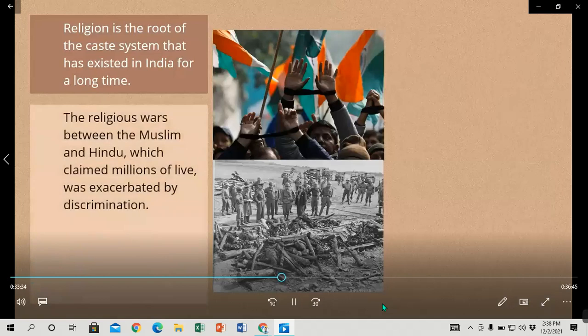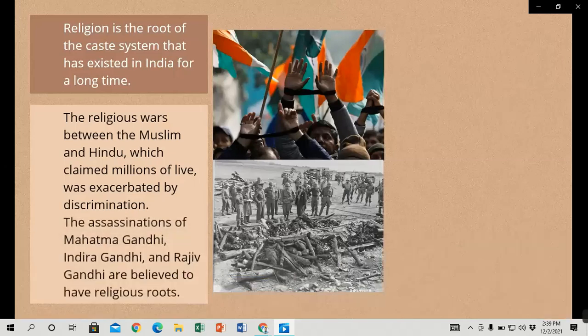The religious wars between the Muslims and Hindus, which claimed millions of lives, were exacerbated by discrimination. There is also some religious war, especially between the Muslims and the Hindus. This going back and forth, their hatred for one another, has claimed many millions of lives. And with discrimination, this religious war has worsened as discrimination progresses, or while there is still a presence of discrimination.